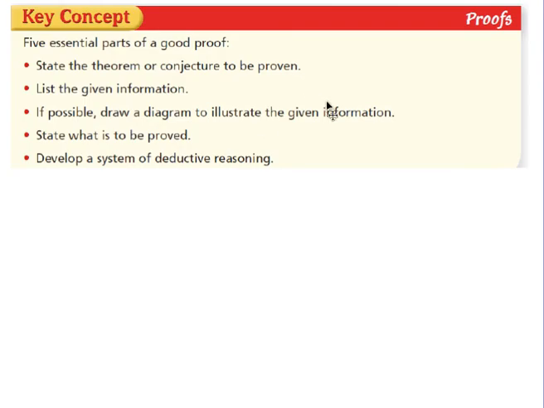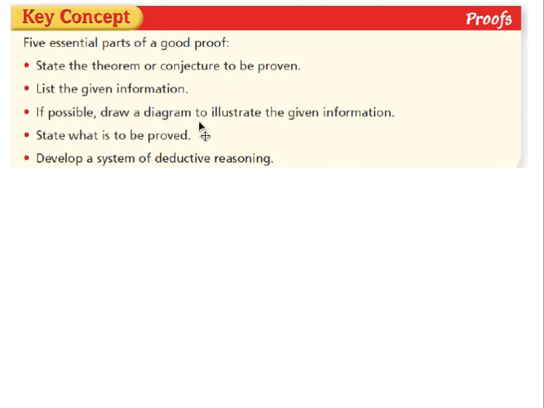Here's the key concept that I wanted you guys to copy for proofs. This works for any proof. It's just like a little roadmap. Even if you don't understand all of it now, hopefully, because we're doing 4 sections throughout the week, this will come a little bit easier as you go along. Basically, this is just saying: state the theorem or conjecture to be proven, which is the proof section of it. List the given information, which is the given section.